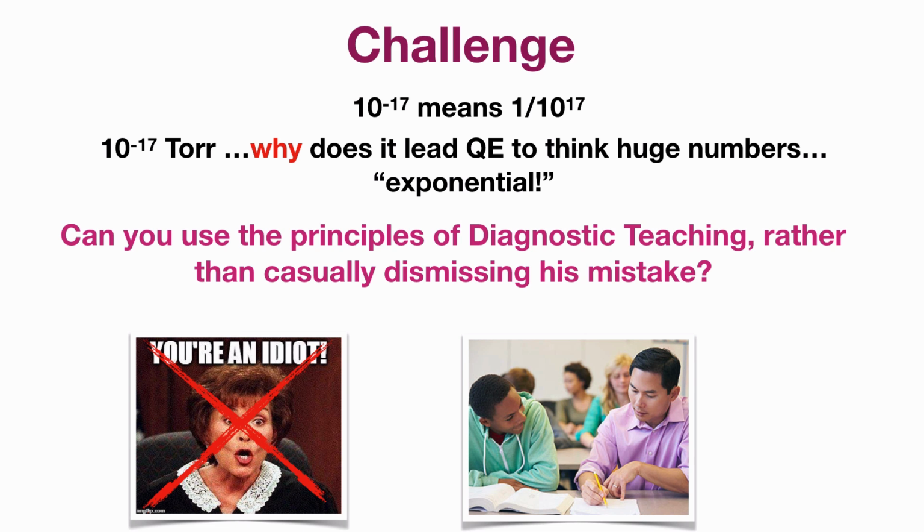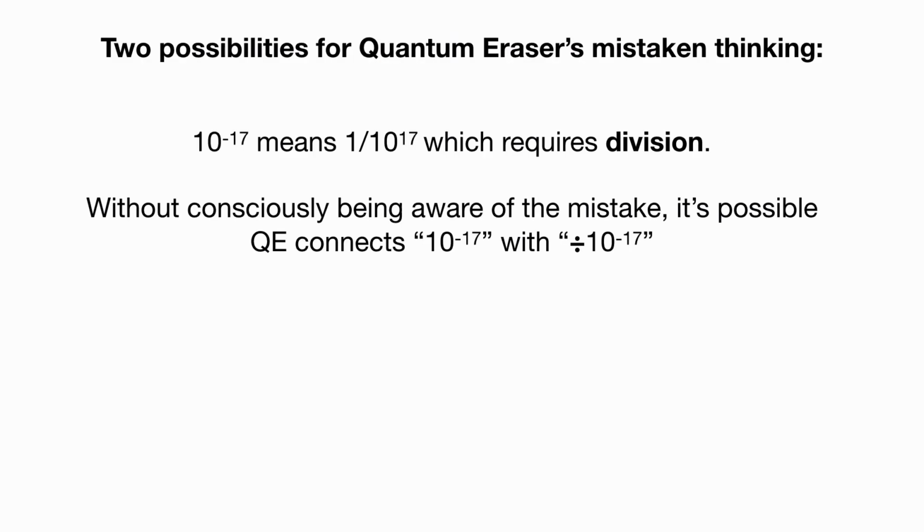Now, this is one that I'm not 100% sure that I know. If I'm working with a student, I'd obviously tease this out a little bit more and probe to find the student's actual misconception. So I can only guess as to what Quantum Eraser's misconception is, and I came up with 2 guesses. One possibility is that when we do 1 over 10 to the 17th, that requires division. So without really being aware of it, when he is thinking of 10 to the negative 17, he's actually thinking of divide by 10 to the negative 17. And when you divide by that very tiny number, you're going to get a big result.